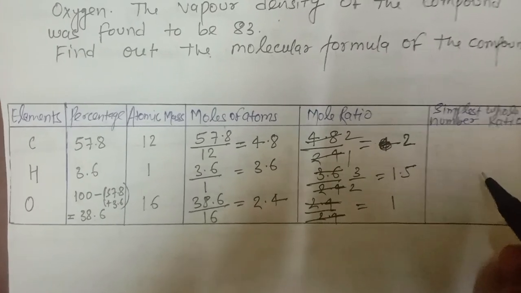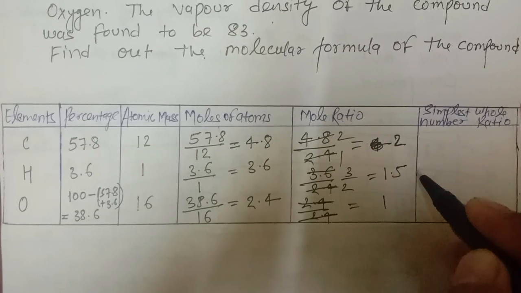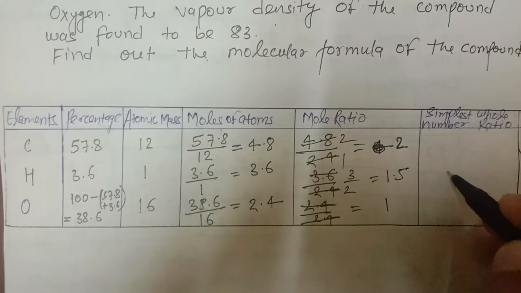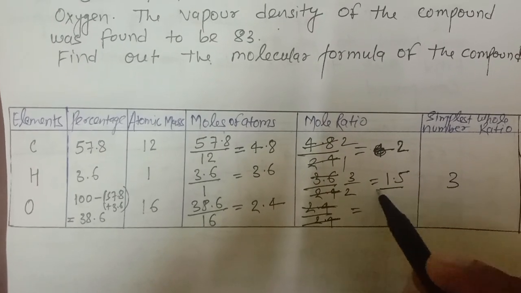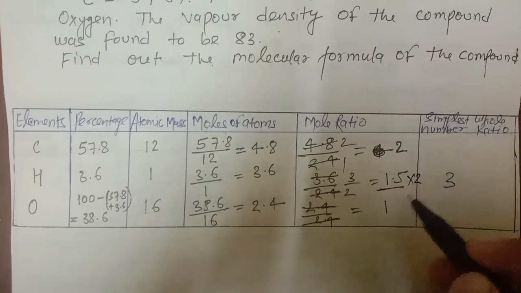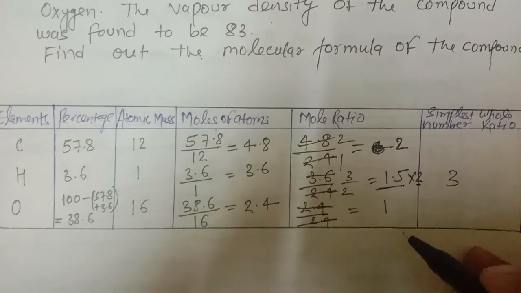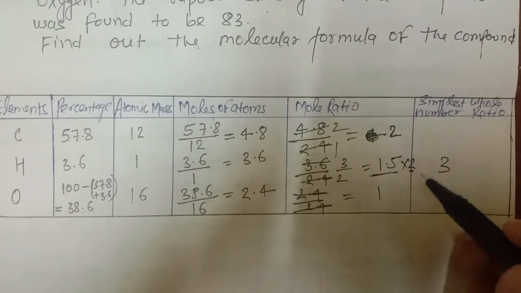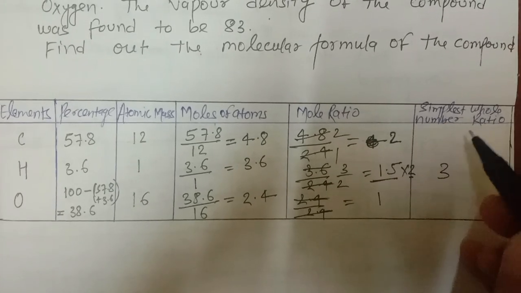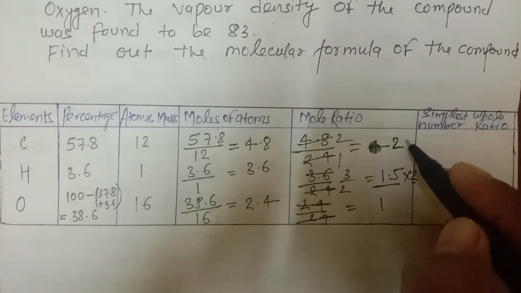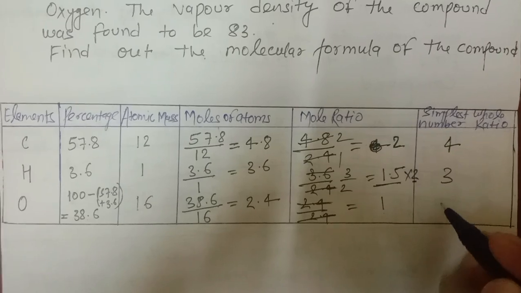The whole number value we have to write in the last column. So for making 1.5 a whole number, we will multiply 1.5 by 2. So we get 3. We will multiply the other mole ratios by the same number, 2. Why do we multiply by the same number? Because to keep the composition the same. If you do not multiply by the same number, then the composition will change. So we multiply by 2 also here. So it will come 4, and 1 into 2 it will also come 2.